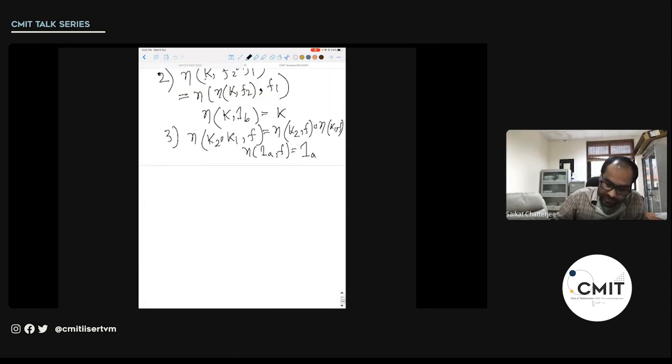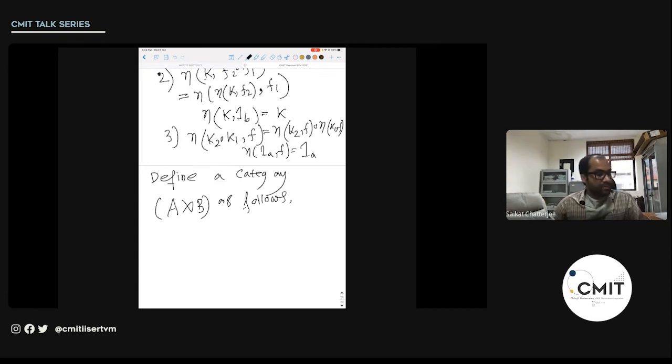Then I define a category as follows. So this is actually really non-trivial to check, that this defines a category, but I'm not going to do the verification. Here I can write this as eta. You can do the verification yourself, because this is just keeping track of the associativity and all these things. So you'll be able to work this out if you want.